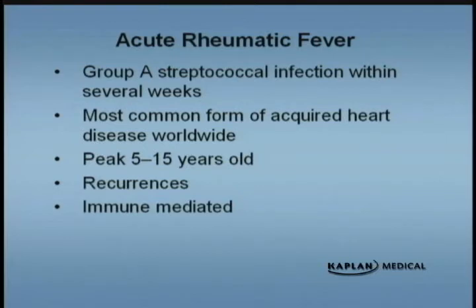It is the most common form of acquired heart disease worldwide, and the peak incidence is around 5 to 15 years of age. That shouldn't surprise you because we talked about strep throat earlier, and we said that the peak age for strep throat is about 5 to 10 years of age. So it makes complete sense that the peak age of incidence for rheumatic fever, being a post-streptococcal disease, is also around the peak age for strep throat. Patients can have recurrences of rheumatic fever, and it is an immune-mediated disease.